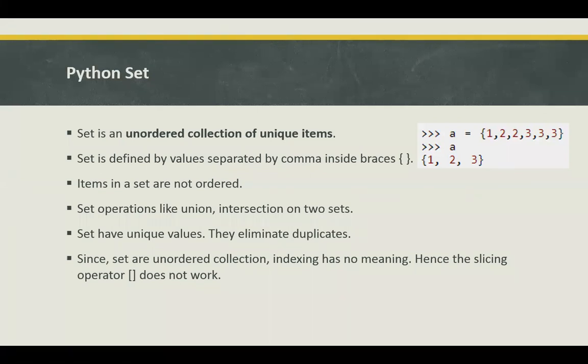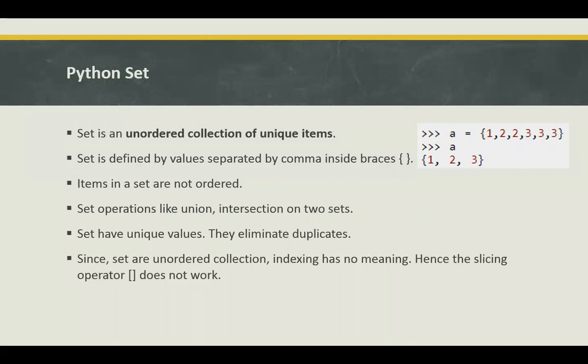So if two sets are available, we can perform this union and intersection operation. Sets have unique values. They eliminate duplicates. So if you write duplicate values in a set like 1, 2, 2, 2, 3, 3, 3, 4, 4, 4, and you print your set, you will get the output 1, 2, 3, 4, because it eliminates the duplicate items. It keeps only the unique items in a set.